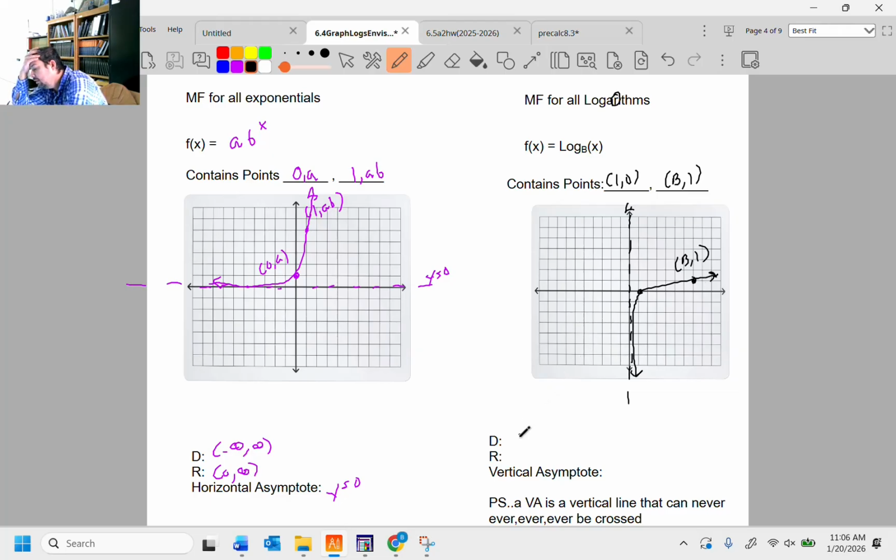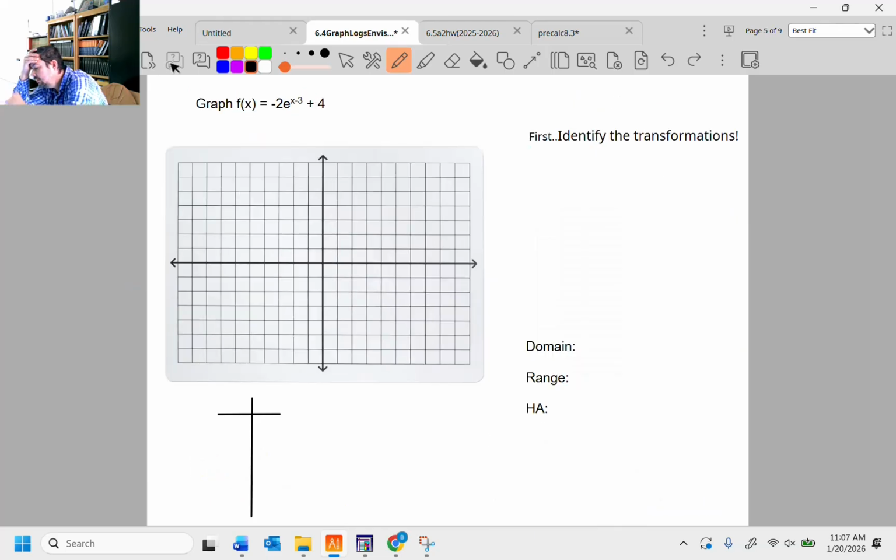The domain is 0 to infinity. The range is negative infinity to infinity. Notice, look. See how they swapped? Because they're what to each other? Inverses. And she has a vertical asymptote at x equals 0. Easy peasy lemon squeezy. BRB taking a break.